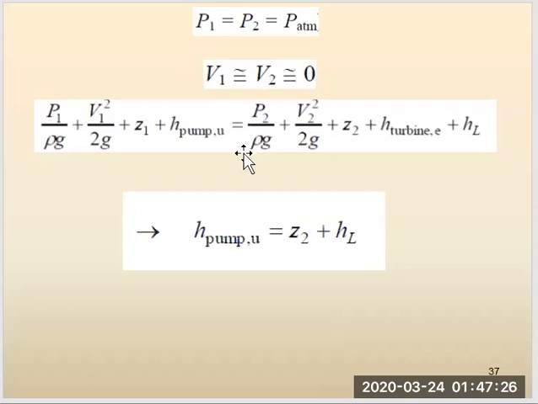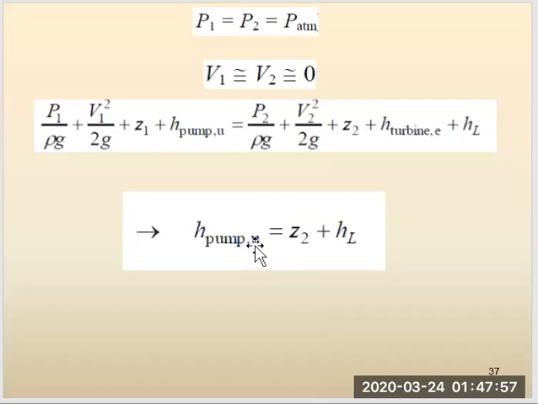These two terms cancel out. Velocities at points 1 and 2 are almost 0. Z1 is equal to 0 because this is where we assume the reference level. H turbine is 0, so the energy equation for the control volume between points 1 and 2 simplifies to this form. This is the simplified form of the energy equation between points 1 and 2.